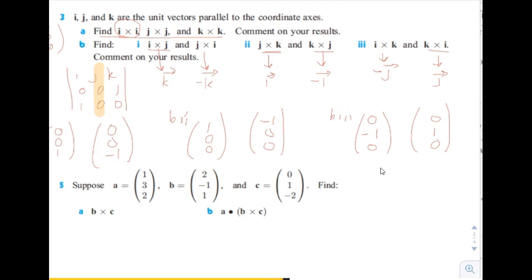Okay? So it says comment under results. Well, you can always see that if you cross I and j together, you get the remaining vector k. If you cross j and k together, you get the remaining vector I. If you cross I and k together, you get the remaining vector j. The only thing different is, depending on which order you take them in, you're going to get a positive k vector or negative k vector, positive I vector, negative I vector, etc. So it's just going to change the direction if you reverse the order. Which way is going to be positive, which way is going to be negative? Well, we're going to find out more about that in the next section.